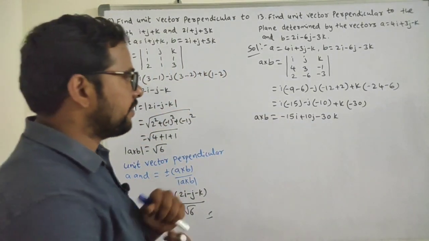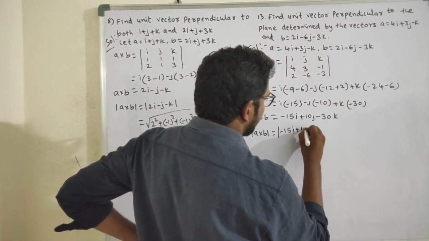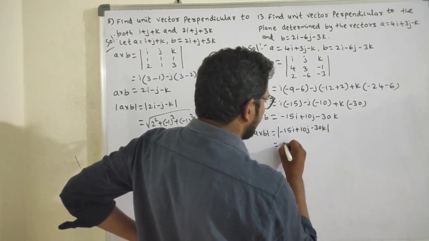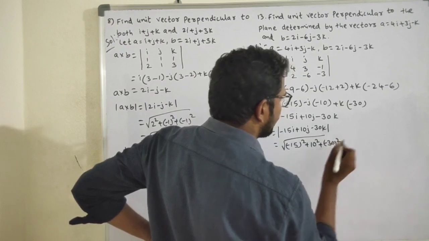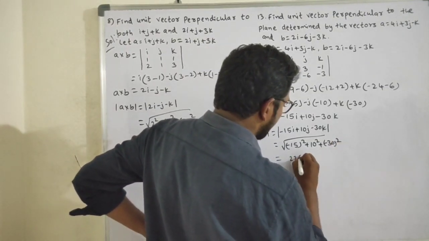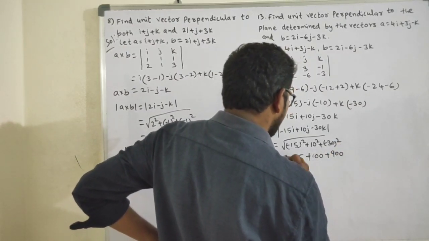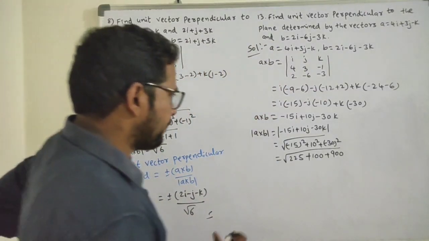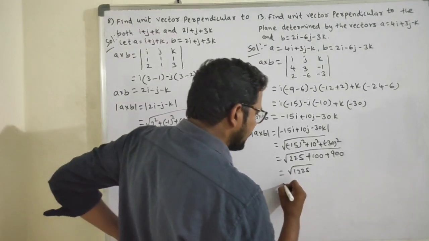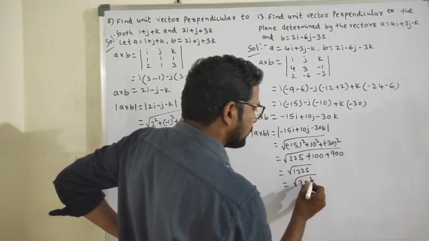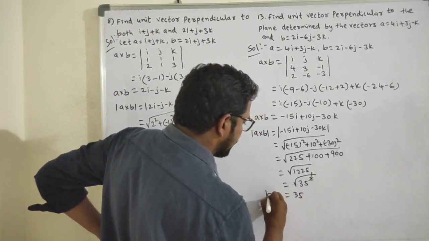Now find the modulus of A cross B. Modulus of A cross B is the modulus of minus 15i plus 10j minus 30k, which is the square root of minus 15 squared plus 10 squared plus minus 30 squared. 15 squared is 225, 10 squared is 100, 30 squared is 900. 900 plus 100 is 1000, plus 225 is 1225. Square root of 1225 is 35, since square and root cancel. So modulus A cross B is equal to 35.